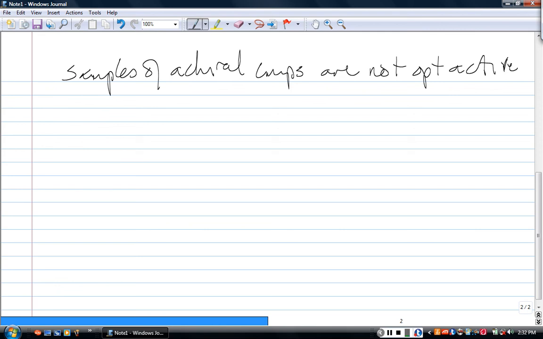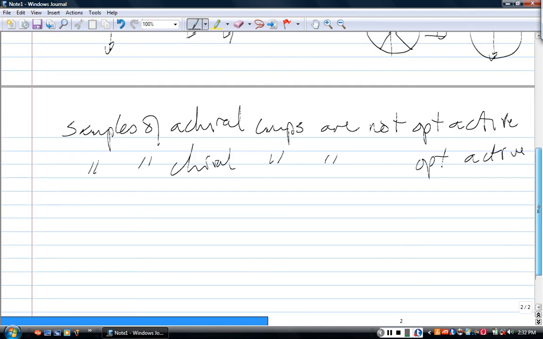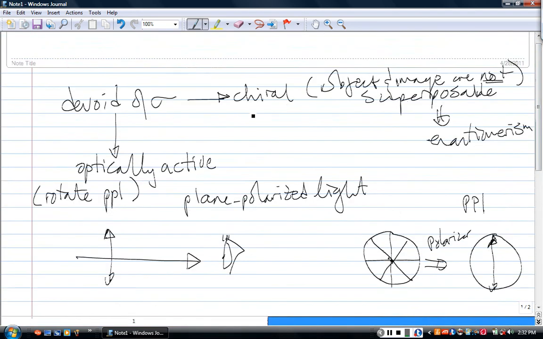So samples of chiral molecules are optically active. And that's something we said earlier, that if a molecule is devoid of sigma, it is going to be chiral. And a consequence of being devoid of sigma, or chirality, is that a species will be optically active. But again, you want to kind of distinguish the optical activity of the individual molecule, which in a sense every single molecule is optically active, versus the optical activity of a sample of the molecules. Because in a sample of an achiral compound, you have no net optical activity. There's no net rotation, so the sample is optically inactive.